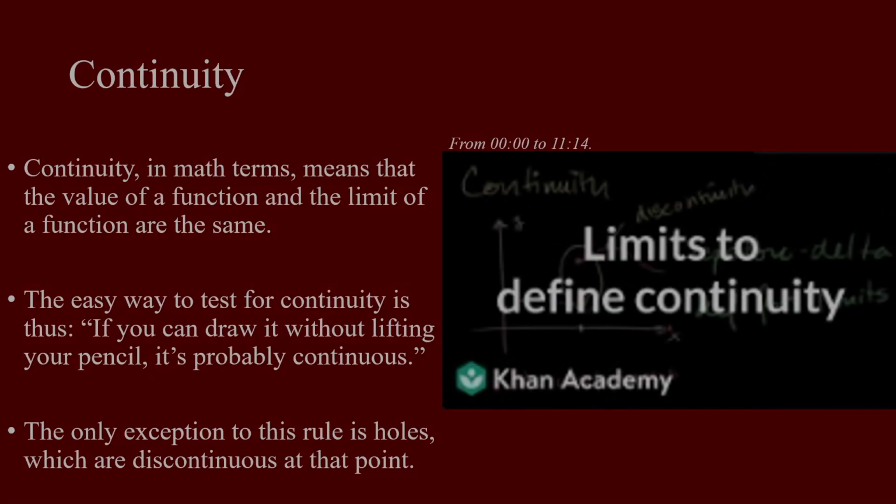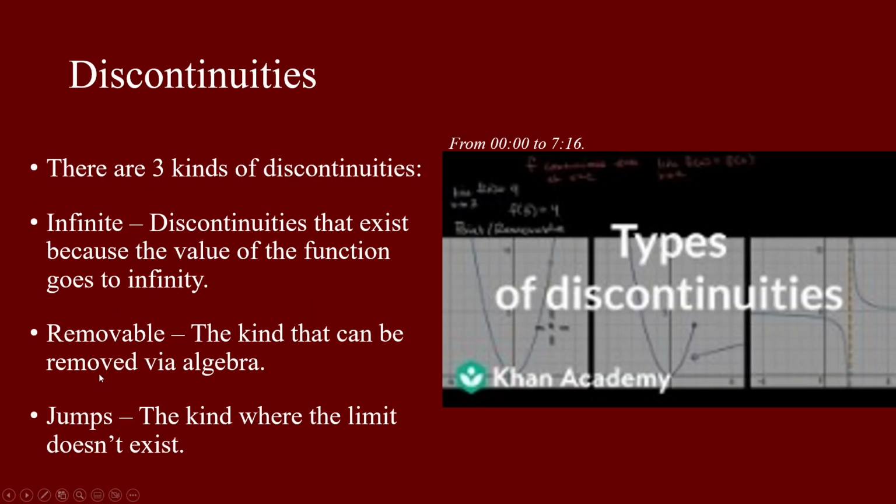All right, so that's everything about continuity. And so let's talk for a second about discontinuities. We're just going to talk about the types of discontinuities. There are three kinds of discontinuities: infinite, removable, and jumps. And each one of these has a very specific identifiable feature that'll make them easy to spot.